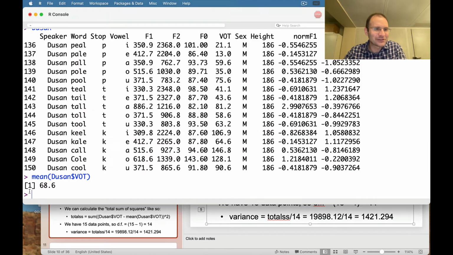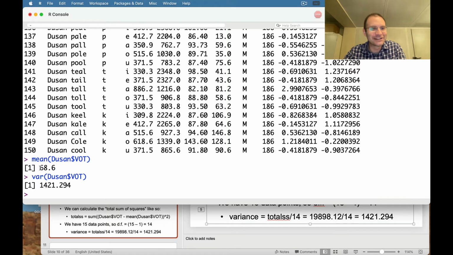value for VOT. It's also a nice good average value for temperature in Fahrenheit, but we won't go there. It would be about 20 degrees Celsius. In this case, it's just 68 milliseconds.